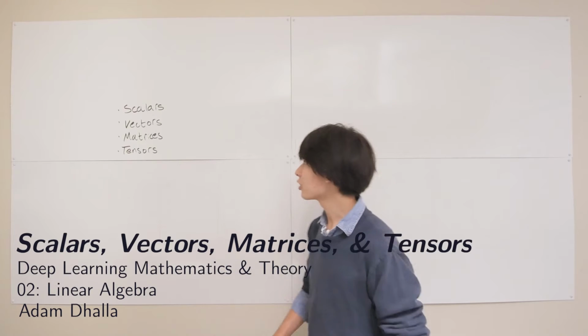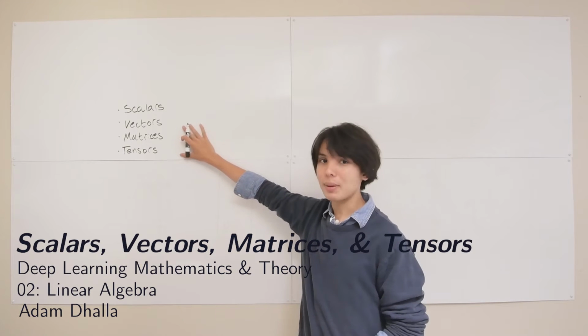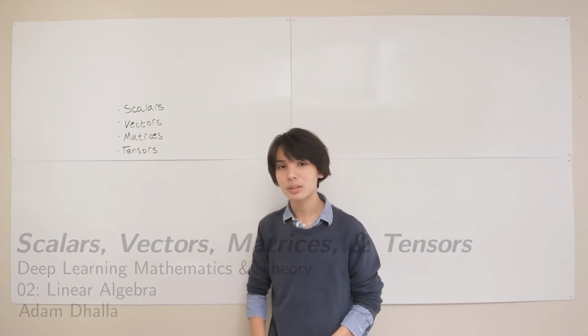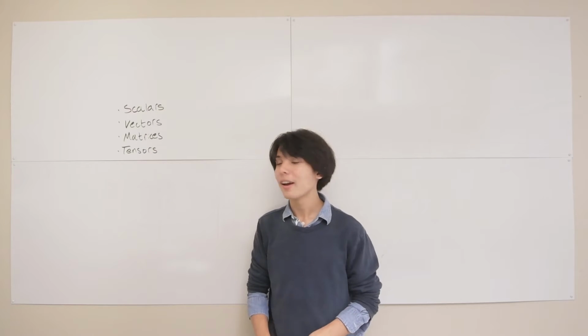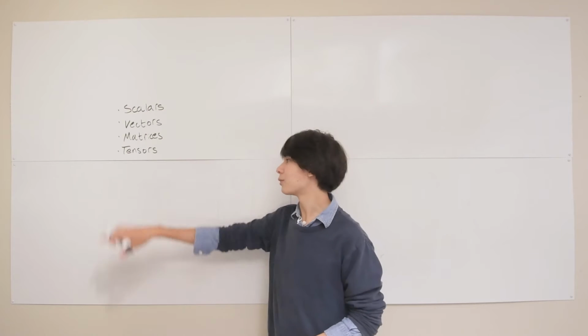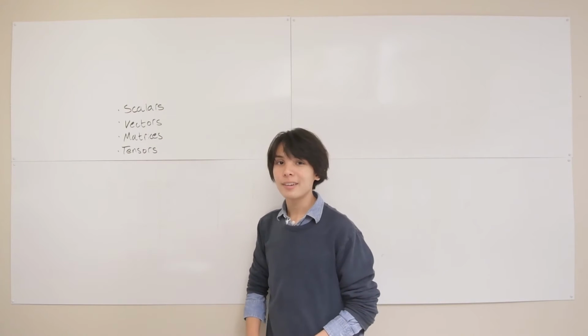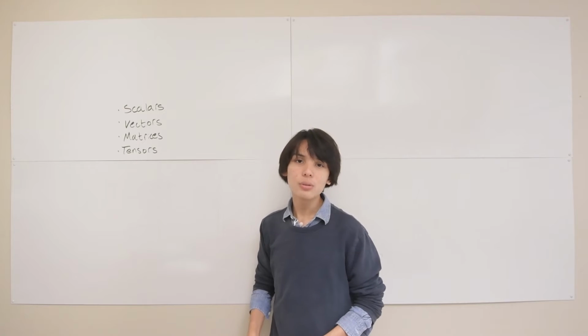Hi, in this lecture I'll be covering the four main mathematical objects usually encountered when doing linear algebra or machine learning stuff. This should be mainly review, except for maybe the last one with tensors. Yeah, so this should be review.